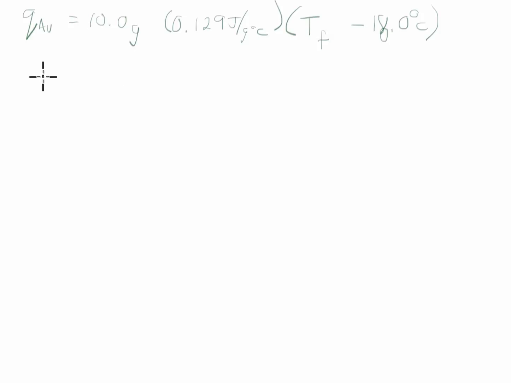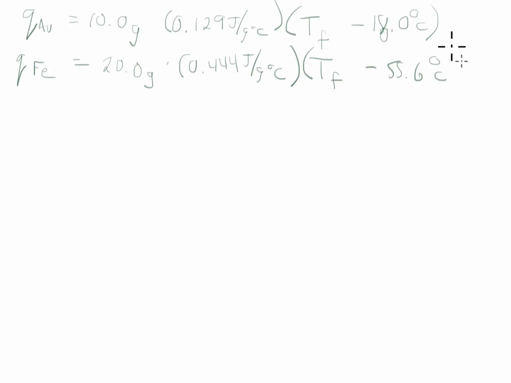This is the heat gained by gold, and we can also say the heat lost by the iron is 20.0 grams times 0.444 joules per gram degrees Celsius times the final temperature minus 55.6 degrees Celsius.